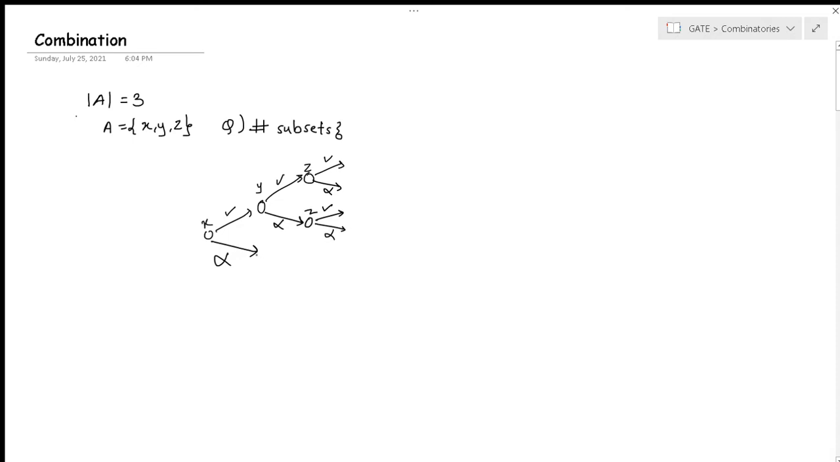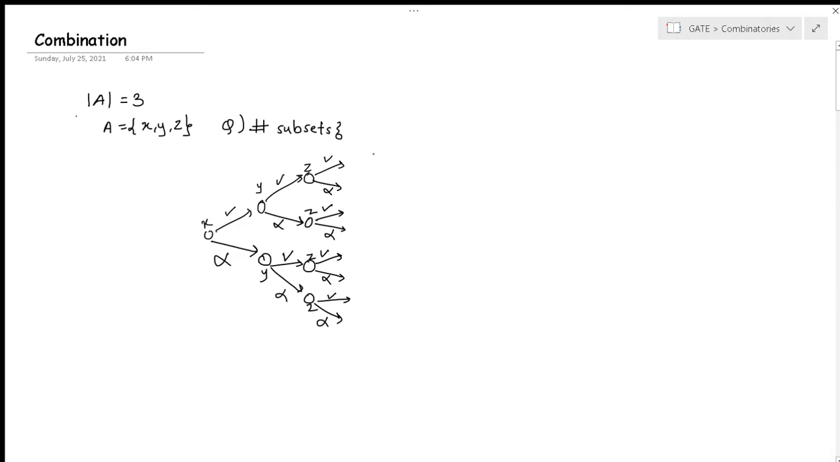Now for the second possibility, if I didn't take x, then for y what choices did I have? I could take the y or I could miss the y. Again for z, what choices do I have? I can take the z or I can miss the z. Again here also, when I am not taking y, z still has its own possibilities: either it can be there or it cannot be there.